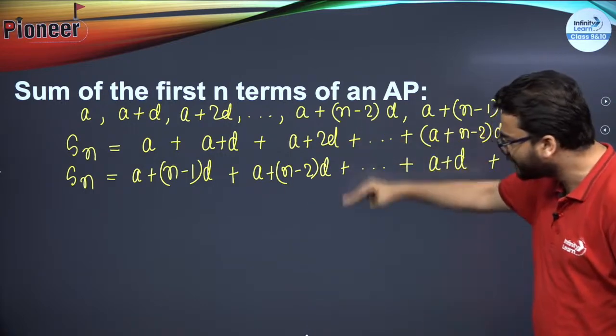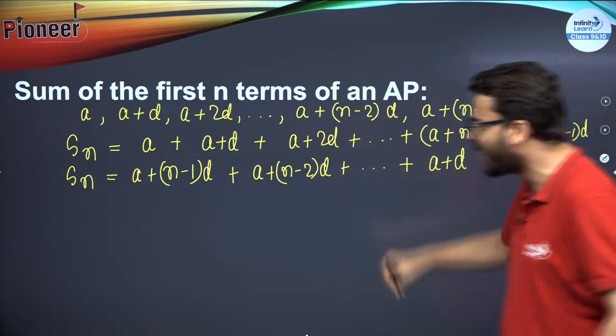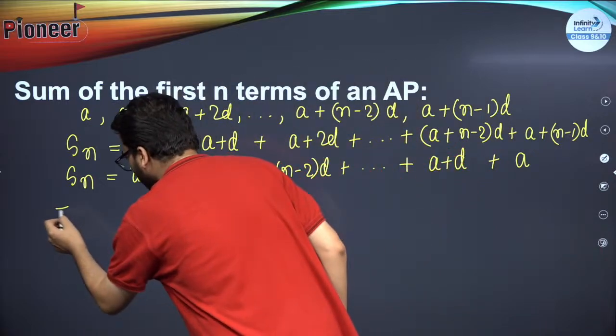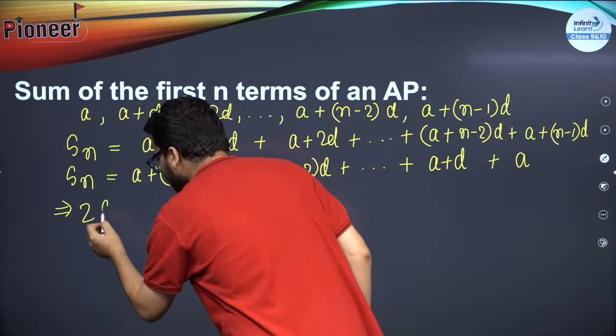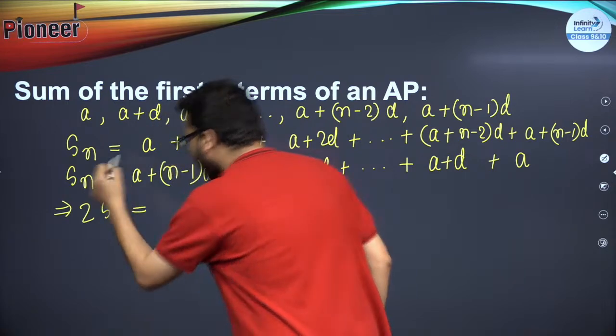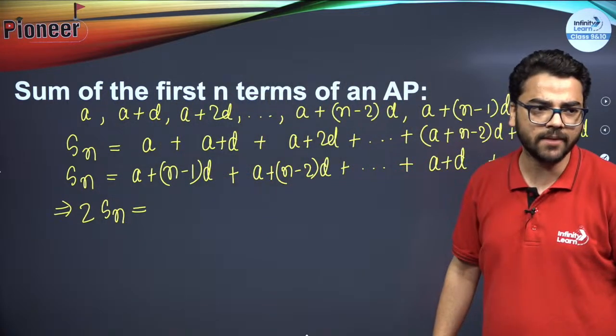Now can I add these two equations over here? We can add these two equations. So you see, over here you will get 2 times Sn. Can I say like that? Over here you will get 2 times Sn.